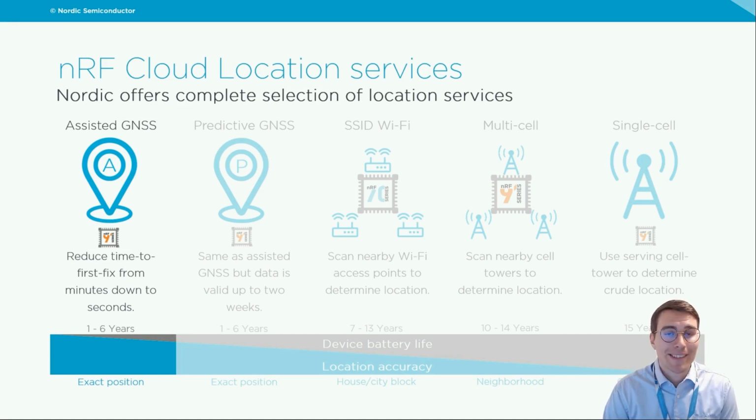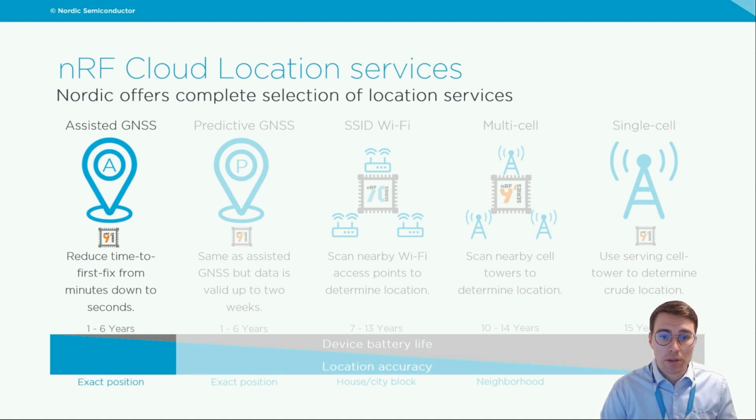We have assisted GNSS, which basically means you download the almanac and ephemeris data from the LTE network instead of doing that from the satellites, because that takes a long time, and when the GPS is running all the time, that's drawing a lot of power consumption. So by using assisted GPS or GNSS, you can reduce the time to first fix from minutes down to 5 seconds basically. So you get a much quicker fix, which will reduce power consumption compared to regular GPS.